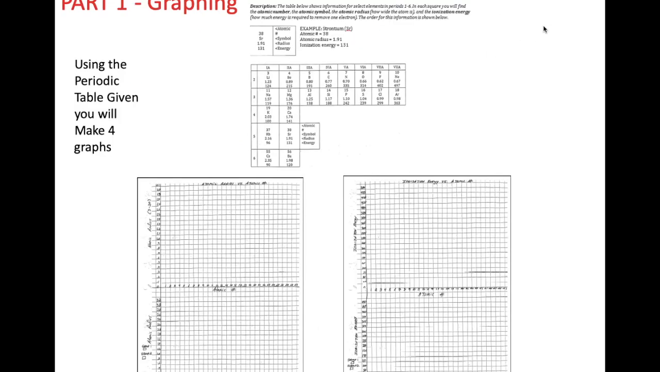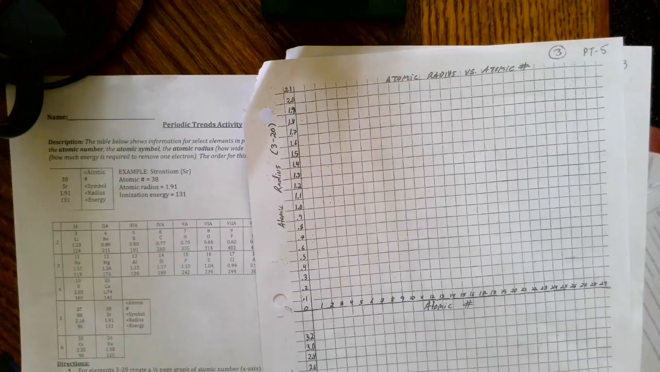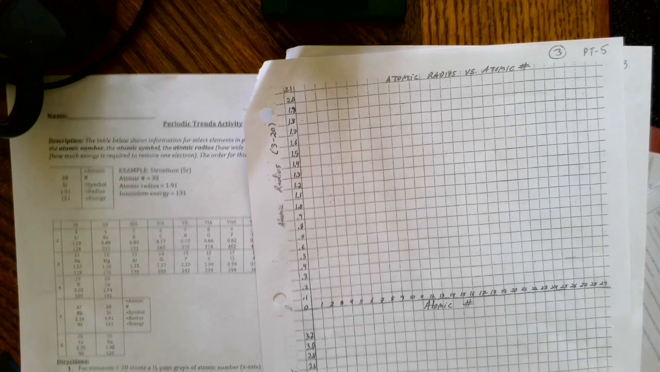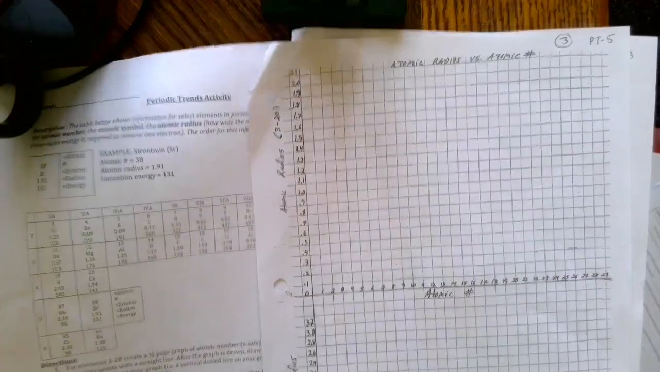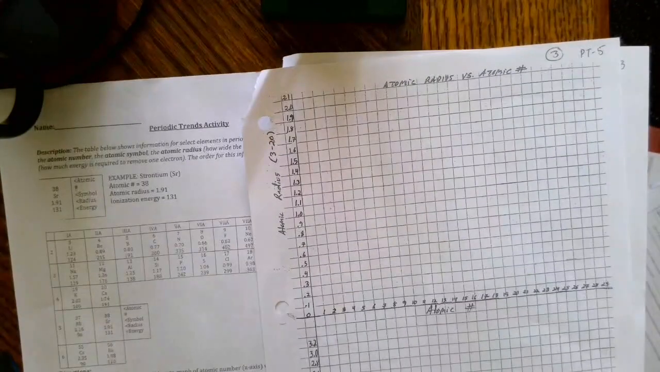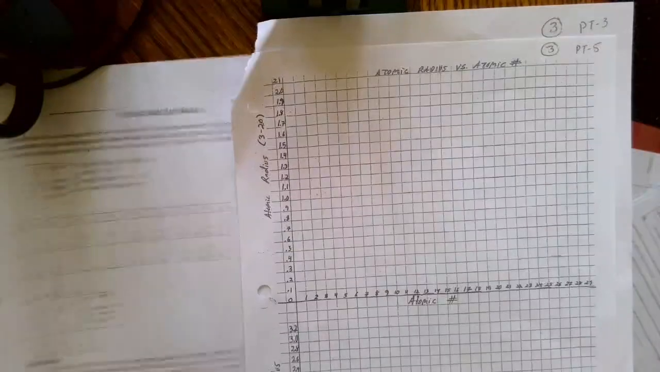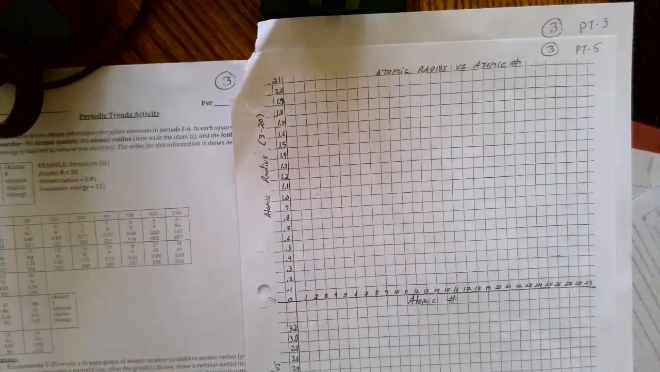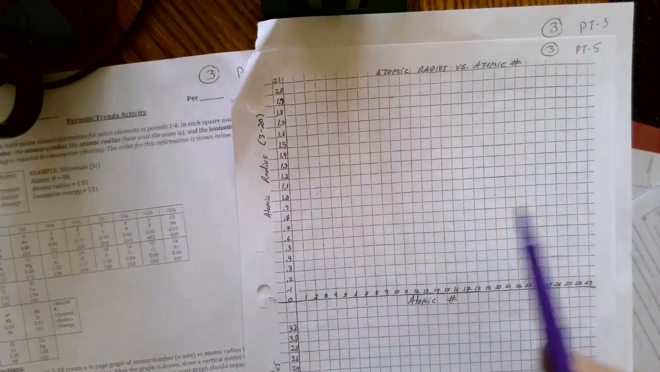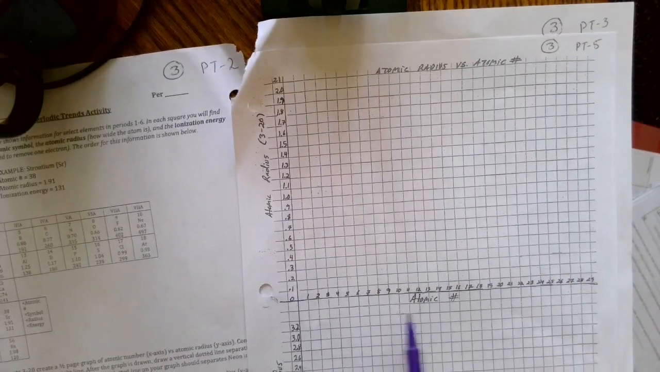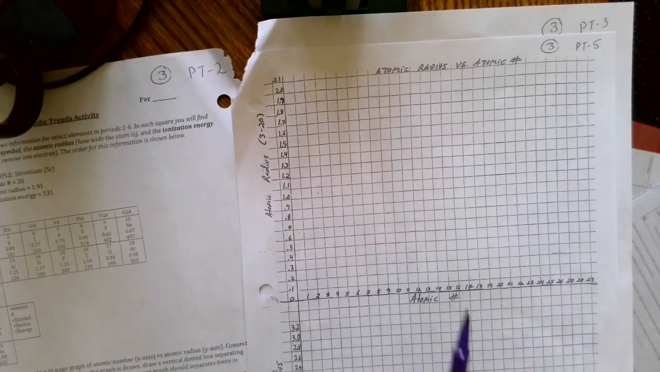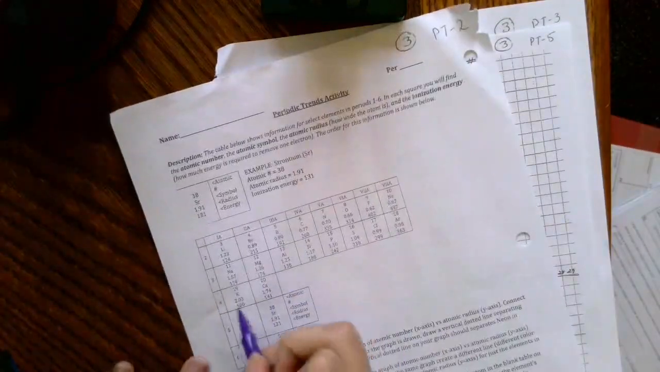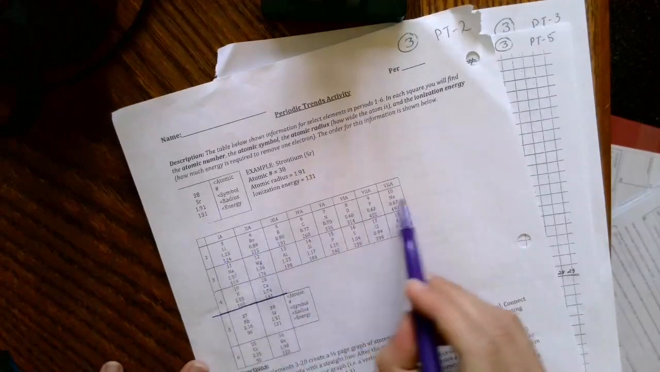Part 1 of this activity involves graphing. So you have this periodic trends activity out in front of you, and down below here, there's a bunch of directions that I'm going to walk you through. We're going to create 4 graphs: 1, 2, flip over, 3, and 4. So let's start with the first one. This one says that for elements 3 through 20, we're going to create a half-page graph of atomic number on the x-axis versus atomic radius on the y-axis. So this means we only need to look at elements 3 through 20 to create this graph.